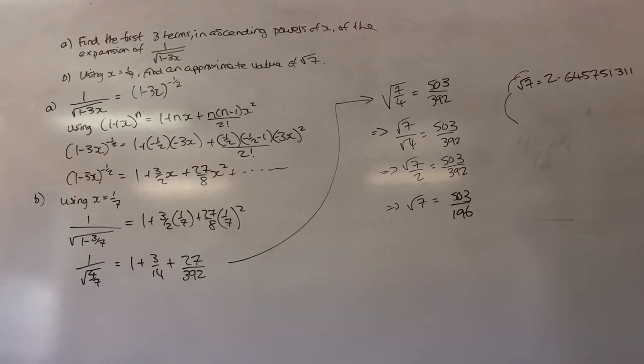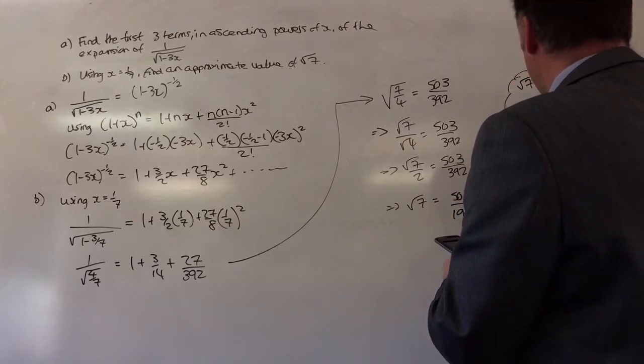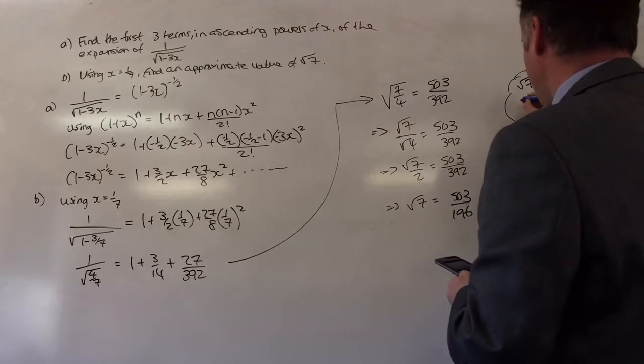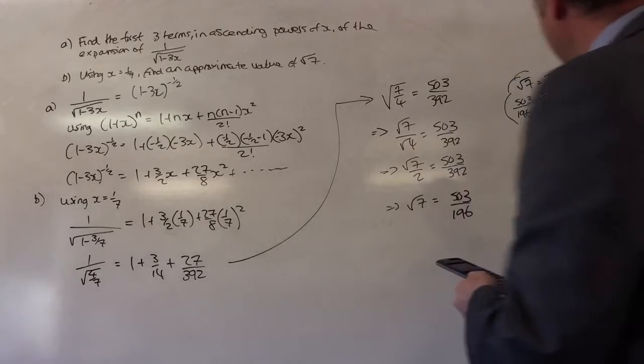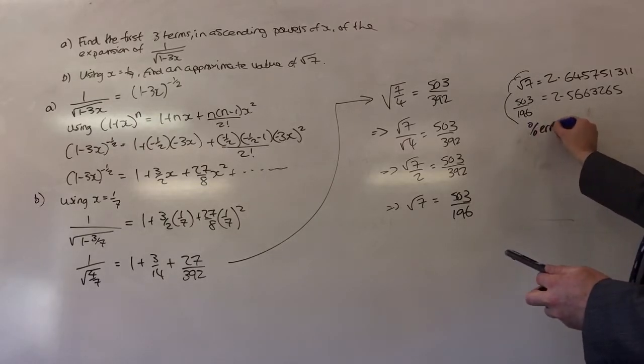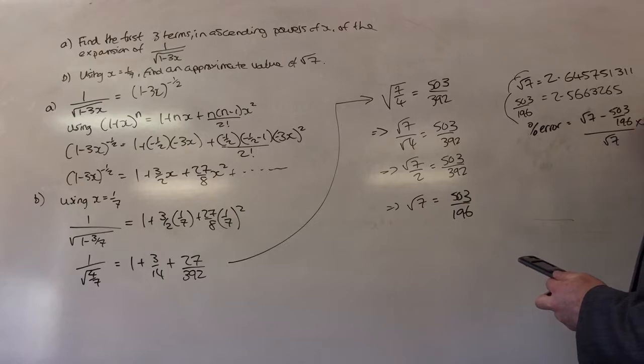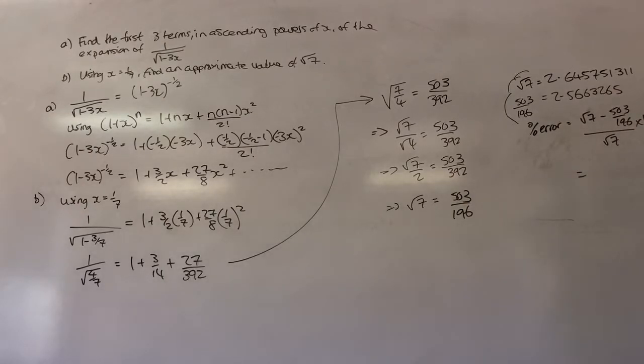503 divided by 196 as a decimal is 2.563265. Let's just leave it at that, but it does go on as a recurring decimal much, much longer than that. So looking at it, they're not a million miles away from each other. And if I do want a percentage error, I would do the real value, take away the approximation, divided by the real value, times by 100. So square root of 7 minus 503 over 196, over square root of 7, times by 100, and the percentage error is 3%.